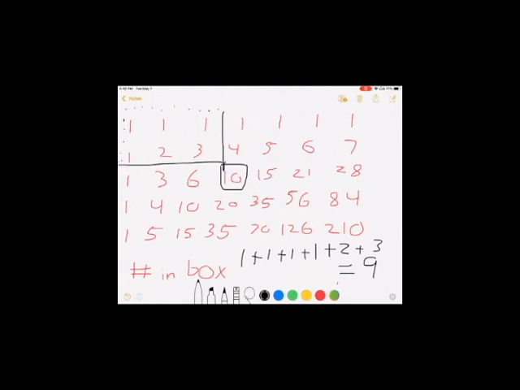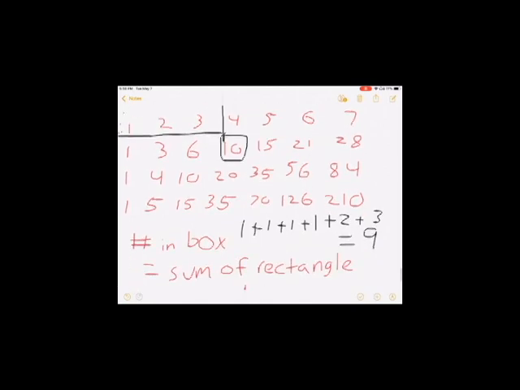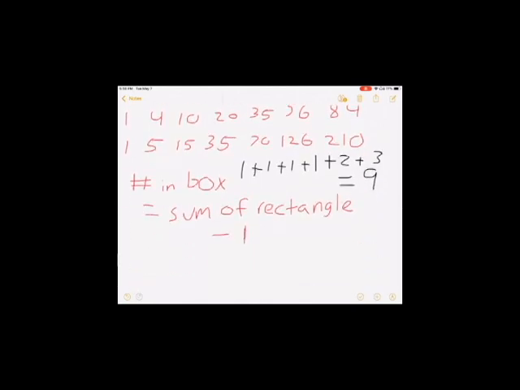So again, the theory of rectangular sums is draw a box around any number inside the rectangle. If you extend from the top left corner up and to the left, all of the numbers inside of the rectangle will sum to 1 less than the number inside the box.